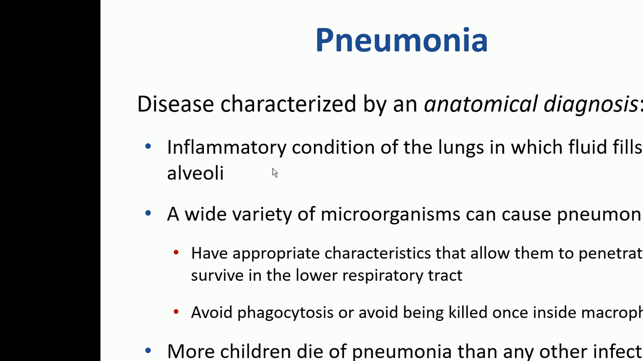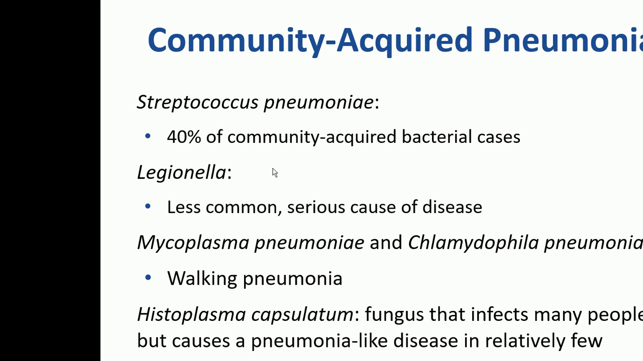Now the next is pneumonia. Pneumonia is basically an inflammatory condition of the lungs in which fluid fills the alveoli, and there is a wide variety of organisms which can cause pneumonia. So it includes Streptococcus pneumoniae, which is a bacteria, then Legionella, then Mycoplasma pneumoniae, and Chlamydophila pneumoniae. So these are different organisms.